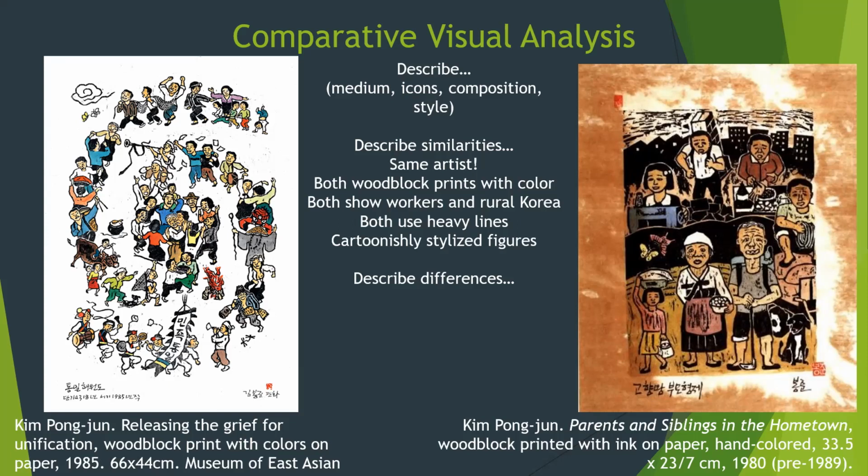Yes, this is a good one. So the one on the left is kind of more flat. The one on the right has that strong foreground and background. Yes, good. This is another big difference between the two, right? There's this circularness, this spiral going on in the composition of this artwork, right? On the left, this Releasing the Grief. Whereas this artwork on the right, Parents and Siblings in the Hometown, is more linear. Very good. Yeah, that's a huge difference.